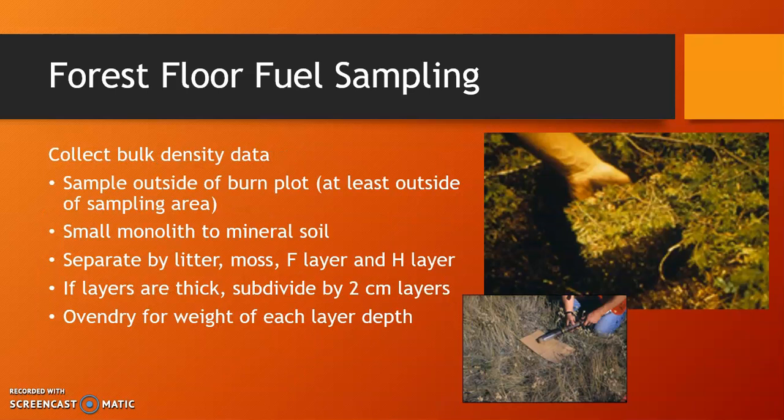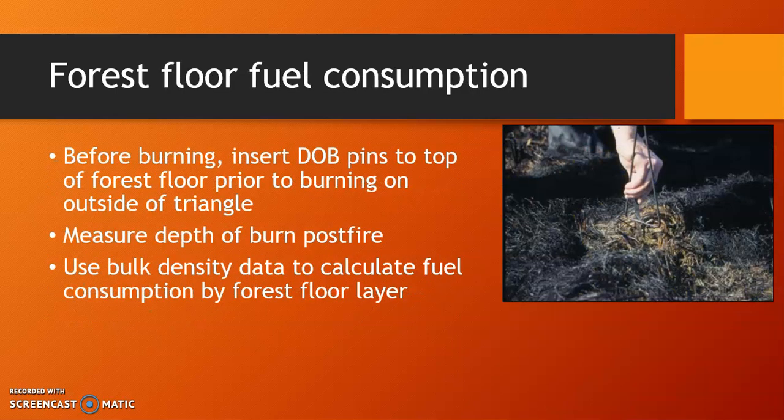And what we would do is extract a monolith of organic soil. So you would cut down usually about 15 centimeters square down to mineral soil, and then you would carve it off in layers, separating by litter, moss, the F layer, and the H layer. And if any of those layers are greater than 2 centimeters, you would separate it by 2 centimeter layers in between. Then you oven dry all of those layers, and you have a nice description of the bulk density by depth for the forest floor layer. And that information is used to determine fuel consumption.